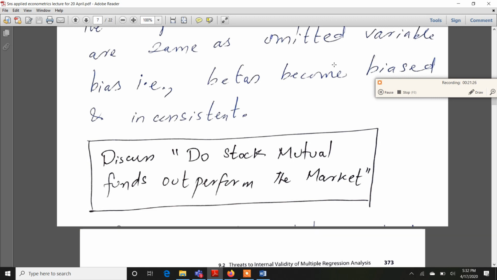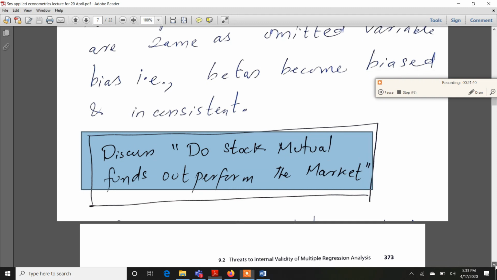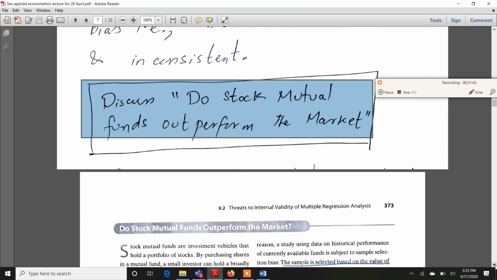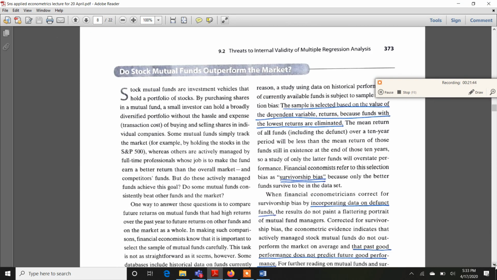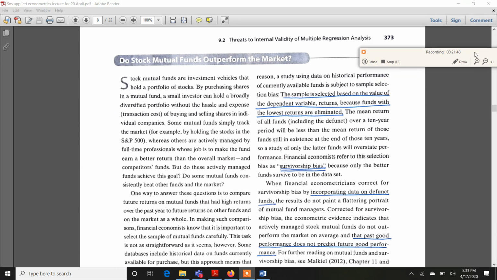Okay, so next we will discuss an example of missing data and the relevant concepts. We'll discuss the example in which you will see how missing data can influence the regression results. So we have a typical case study or a typical example: do stock mutual funds outperform the market?